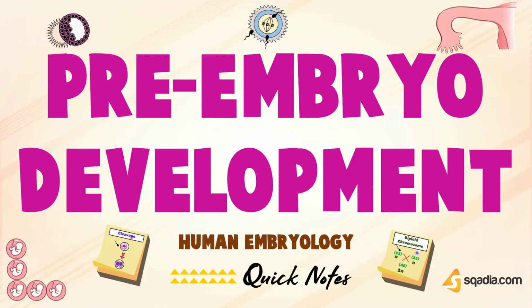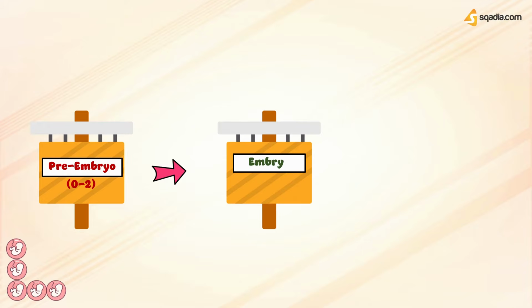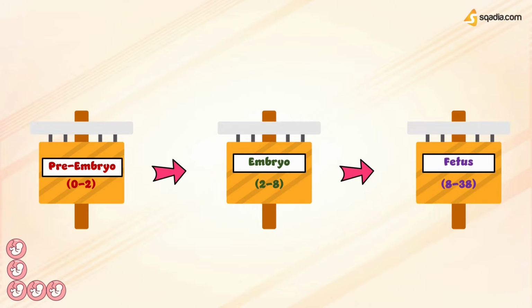In this video, we will talk about the pre-embryo development. Before moving into details, let's revise important points. There are 3 stages. The pre-embryo at weeks 0 to 2. The embryo at weeks 2 to 8. And the fetus at weeks 8 to 38.